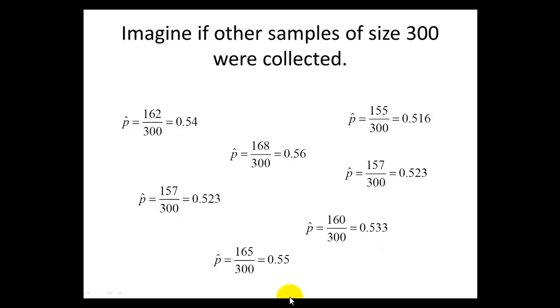We acknowledge that this variability exists, and we know that our estimate of 0.53 is just that, an estimate, and we want to incorporate the variability. So we're going to try to create a range of feasible values rather than just one number. Here's how we're going to do it.